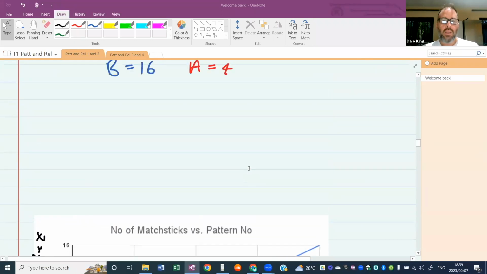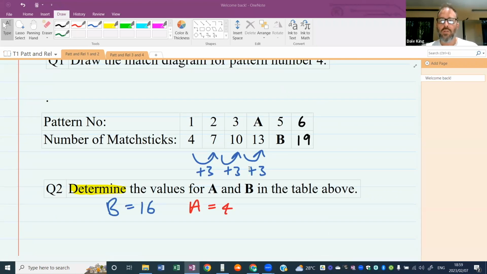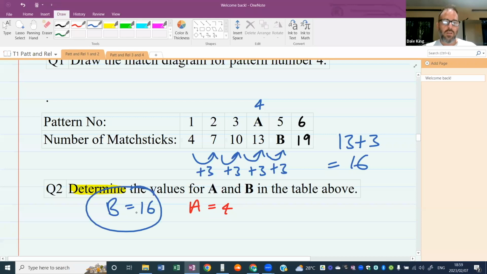B, all right, B in the table. How do we find B? Good question. Well, now that we have an equation, it's easy to, but let's do the same method that everyone else did. So they said to get from the 4th pattern, so A is 4, to the next pattern, we follow the same constant increase, and we need to add 3. So 13 plus 3 will give us 16. So B's answer is 16. Okay.